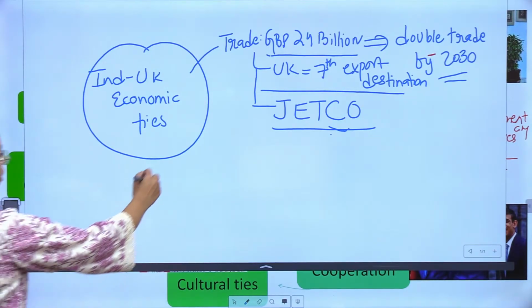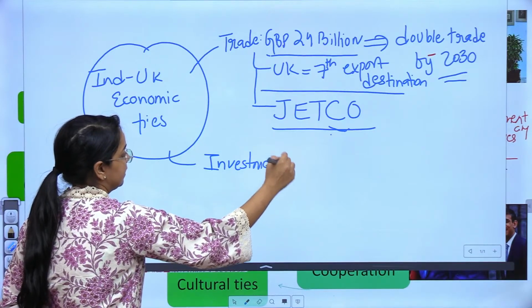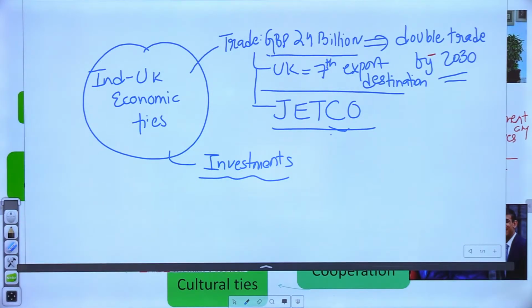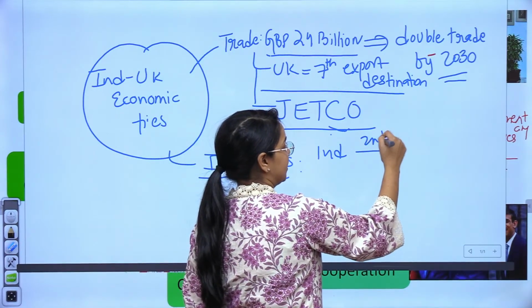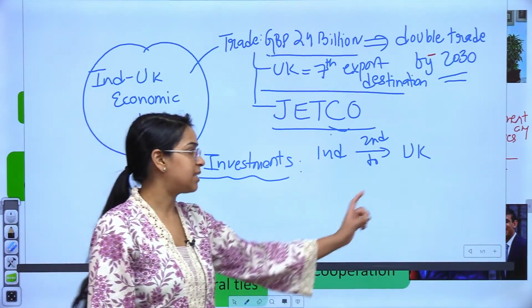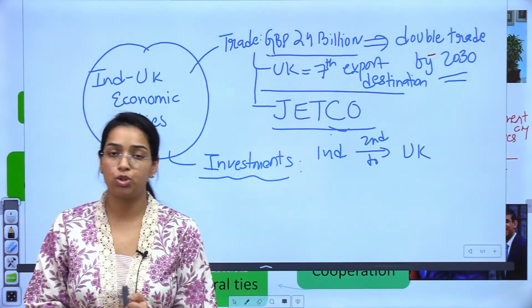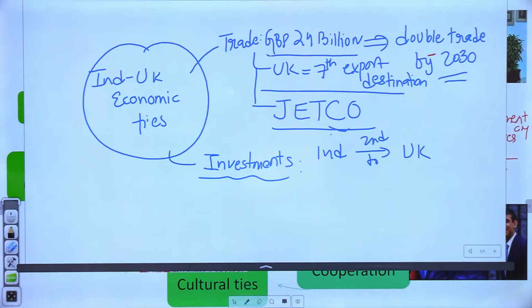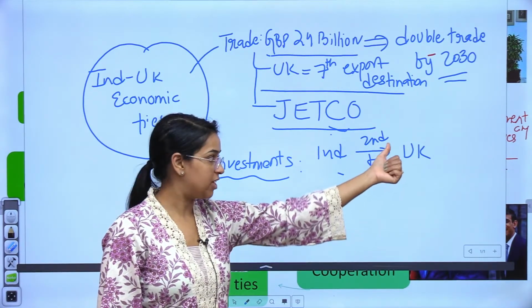Now the second important idea in economic ties is the bilateral investments. Right? The bilateral investments are also very huge. India is the second largest investor into UK, you can say. ठीक है, बहुत सारी Indian companies हैं that have established their businesses in UK, right? So इसी वजह से India's contribution into the UK's economy is very high, right? India is the second largest source of FDI for UK.